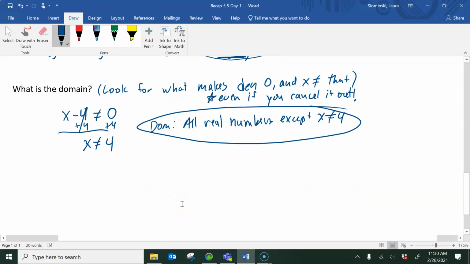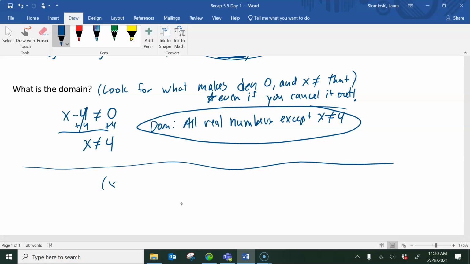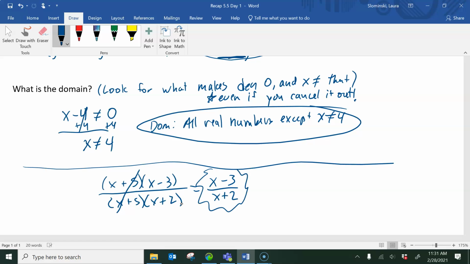Now, just a quick little side note. Let's say we went through this division and ended up with something like x plus 5 times x minus 3 over x plus 5 times x plus 2. Let's say through this process of factoring, that's what you got. Remember, in this case, the x plus 5's cancel. So I have x minus 3 divided by x plus 2. This is my simplified answer.